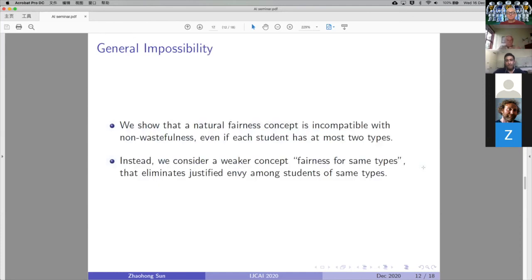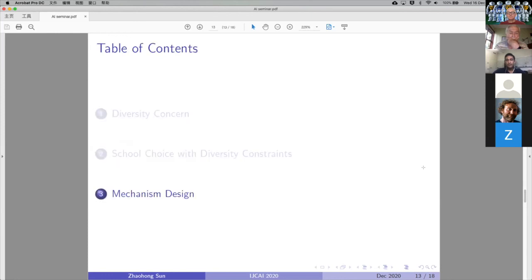In this paper, we show a general impossibility result that some natural fairness concept is incompatible with non-wastefulness, even if each student has at most two types. Instead, we focus on a weaker concept called fairness for same types. As the name indicates, it requires that a feasible outcome should eliminate justified envy among students who have the same set of types. Some existing work has considered the school choice problem with diversity constraints.